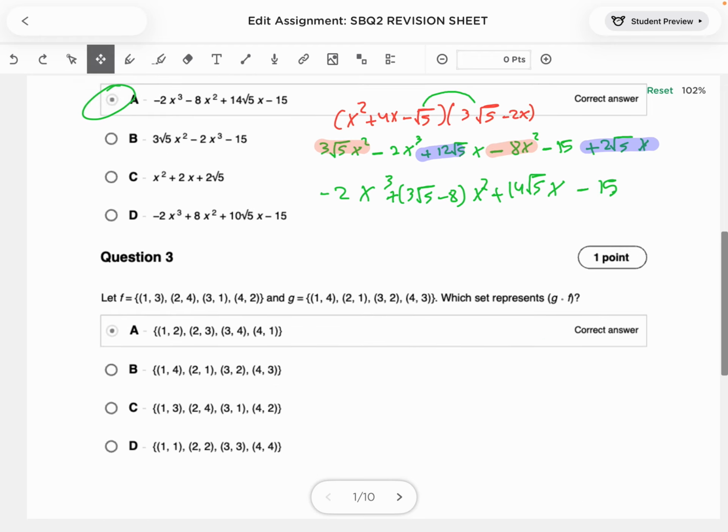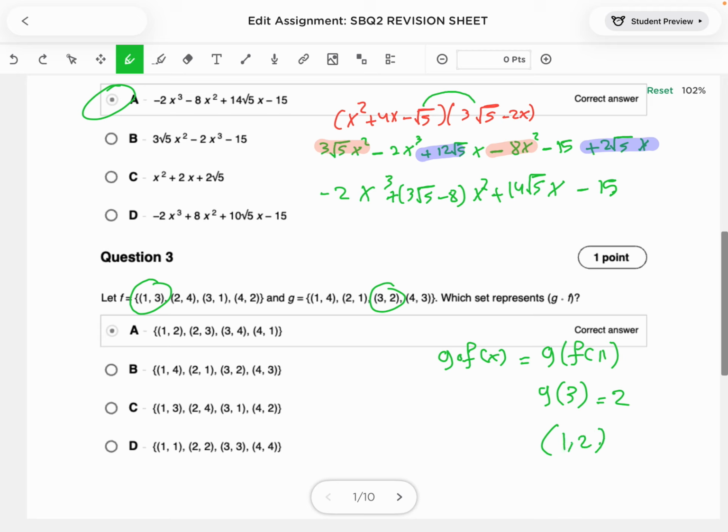Now the next one, they need g of f of x. Which one of these is correct? So let's try for 1. G of f of 1. The value of f of 1 is 3. So I need g of 3, which is 2. So the point will be 1, 2, which is the first choice. And if you check only one value, it will be fair enough.